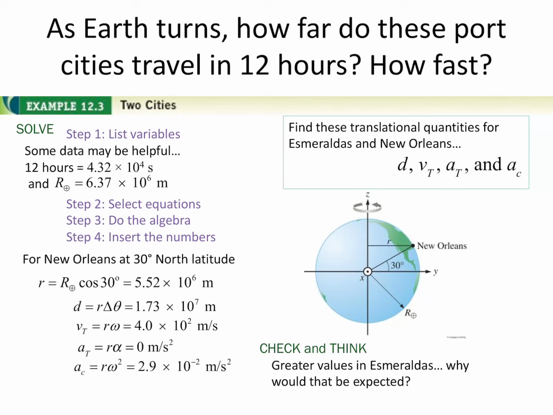Now, you do the same thing for New Orleans. For New Orleans, the rotational radius is the radius of Earth times cosine 30 degrees. So this is a little bit smaller. So the numbers are a little bit smaller compared to the previous slide, but the equations are the same.